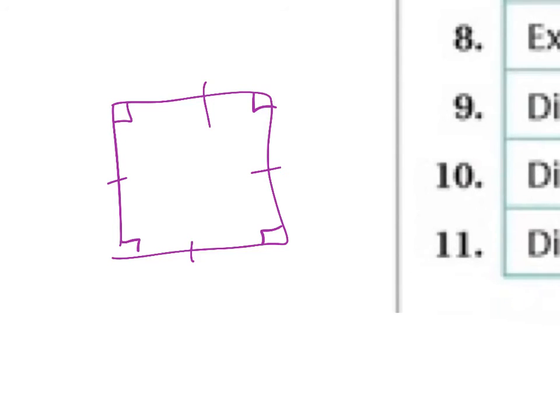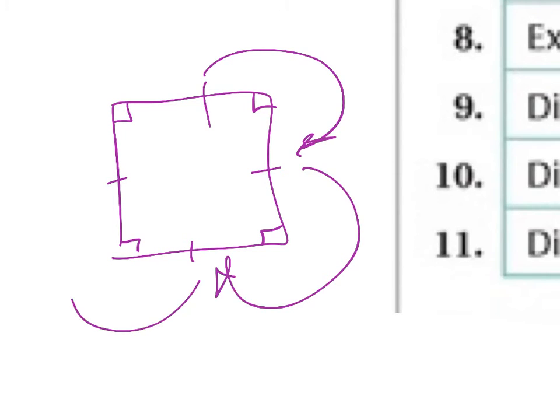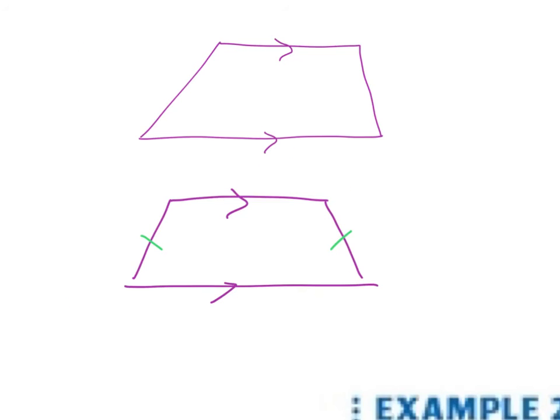It's also a kite because by definition, a kite just has to have consecutive sides congruent. These two are congruent, and these two are congruent. By definition, a trapezoid has exactly one pair of parallel opposite sides. If it had two, it would be a parallelogram, and it can't be. Those are both trapezoids? Yes, they both have exactly one pair of parallel sides.